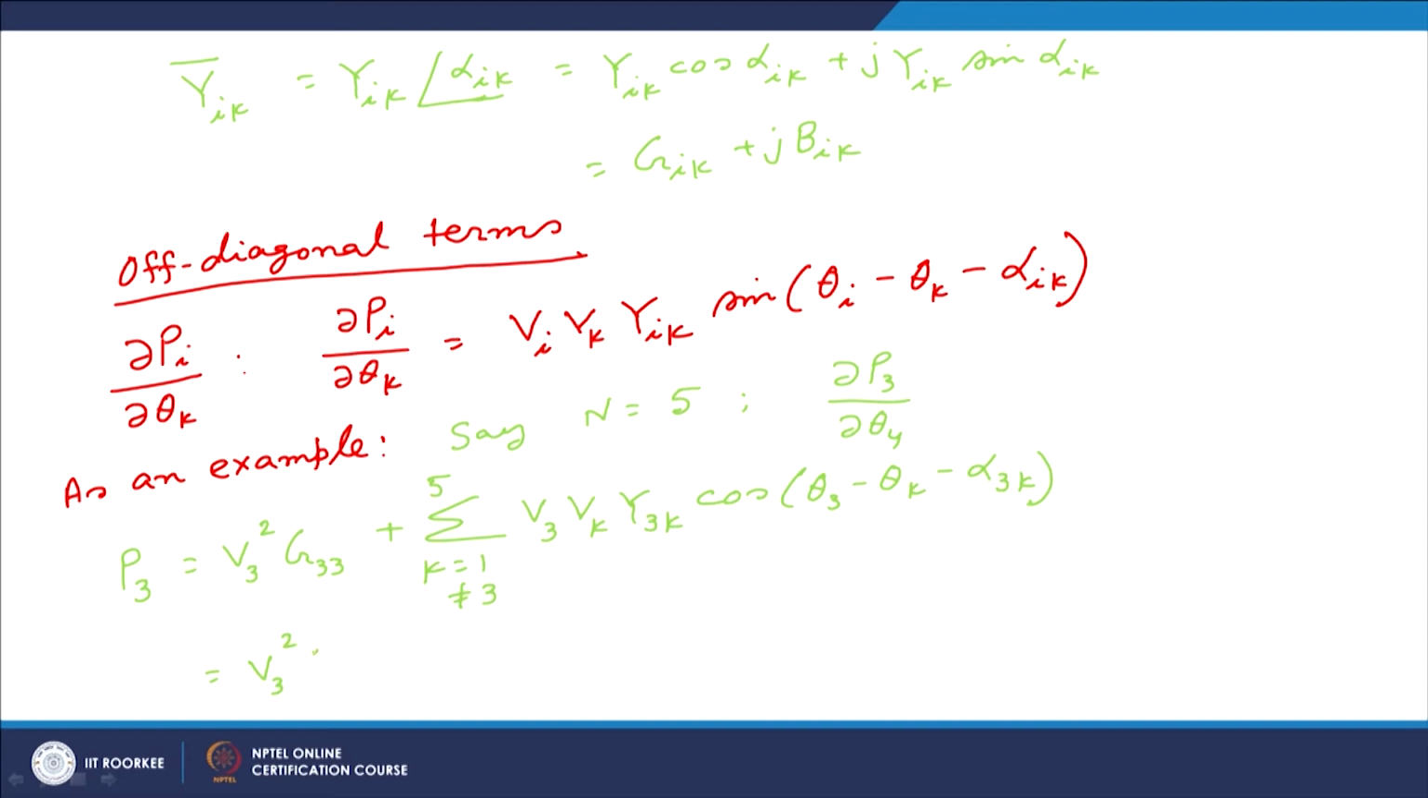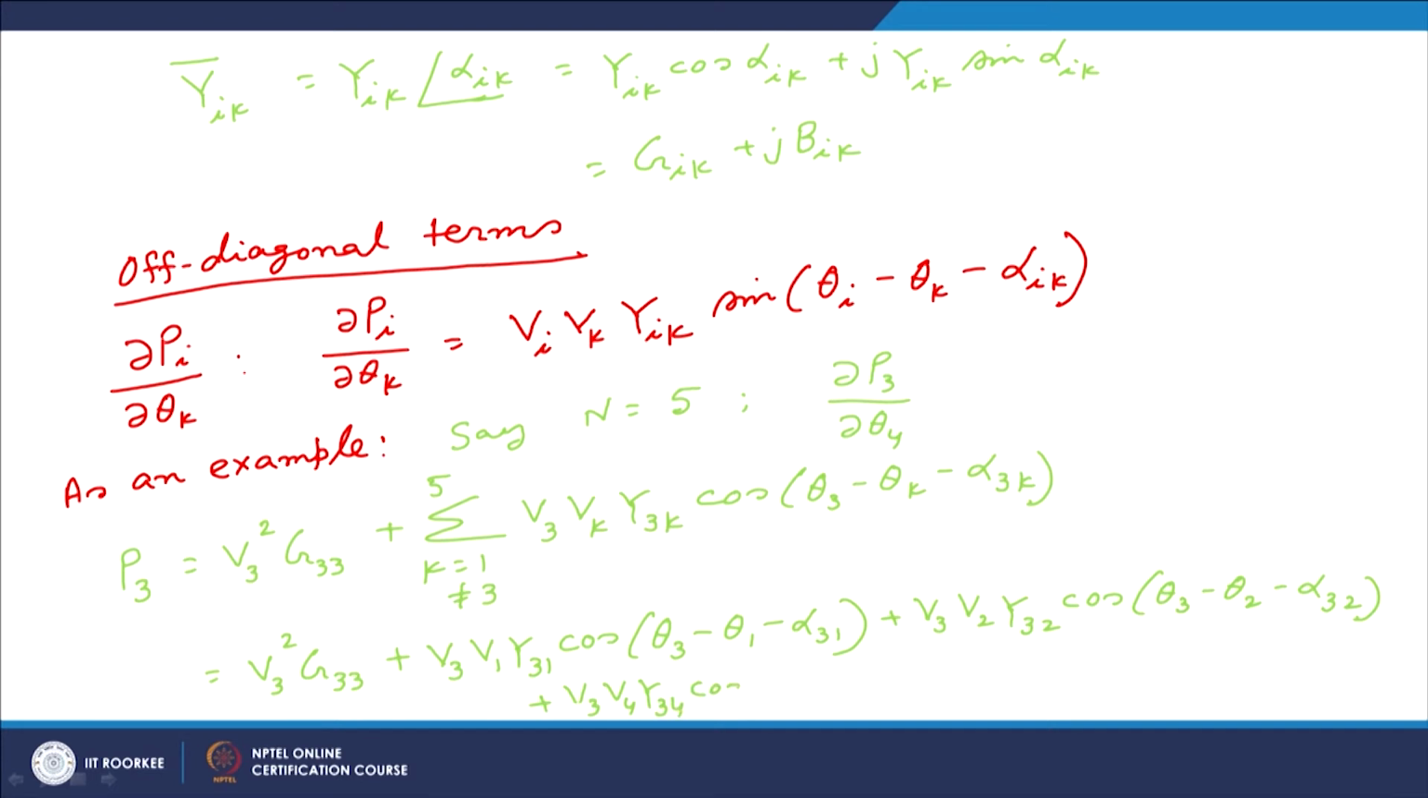I get V3 square G33 plus V3 V1 Y31 cos(theta 3 minus theta 1 minus alpha 31) plus V3 V2 Y32 cos(theta 3 minus theta 2 minus alpha 32) plus V3 V4 Y34 cos(theta 3 minus theta 4 minus alpha 34) plus V3 V5 Y35 cos(theta 3 minus theta 5 minus alpha 35). So, this would be the complete expression of P3.